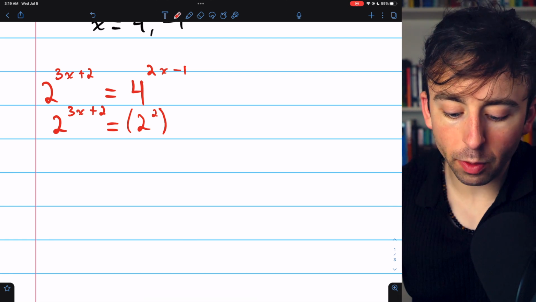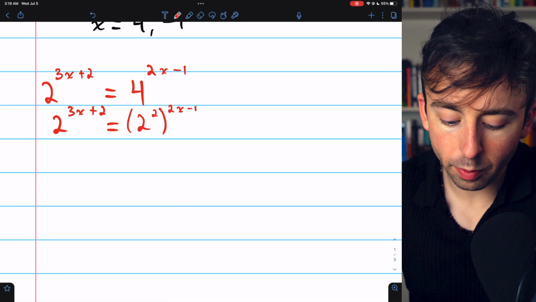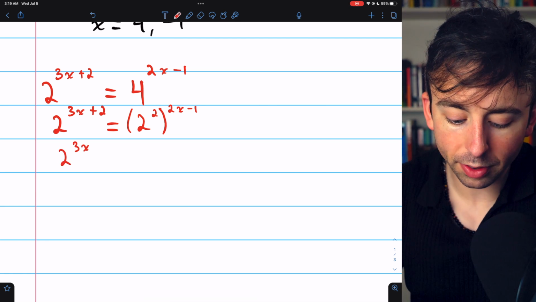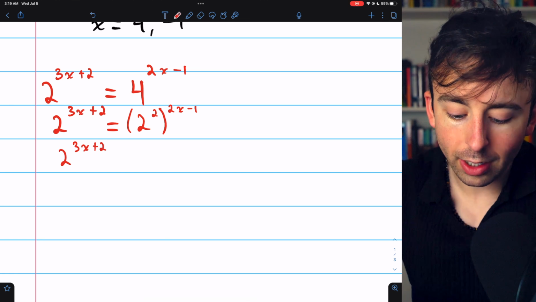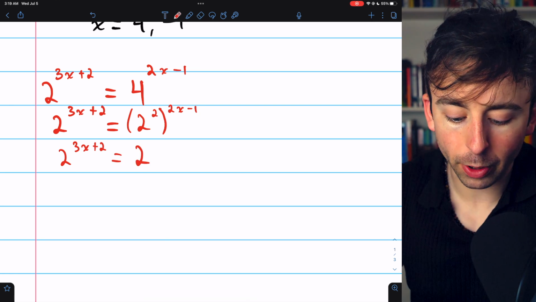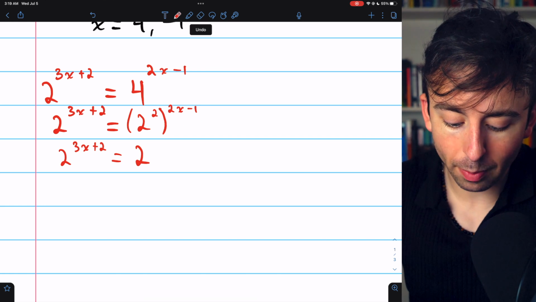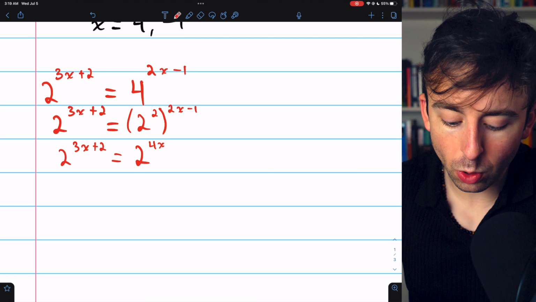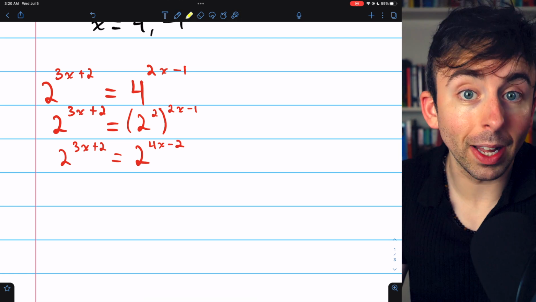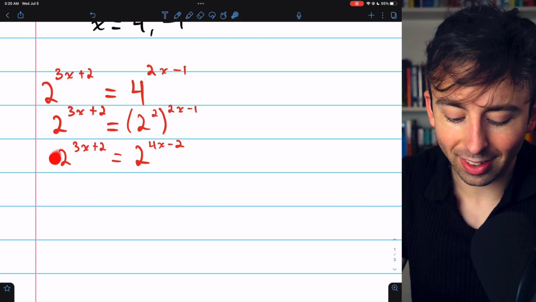So 4 to the power of 2x minus 1 is 2 to the power of 2 to the power of 2x minus 1. But then by our exponent rules, 2 to the power of 2 to the power of 2x minus 1 is the same as 2 to the power of those exponents multiplied together. 2 times 2x is 4x, and 2 times negative 1 is minus 2. Again, all we have to do is apply exponent laws. We can just multiply those exponents together, which gets us here.